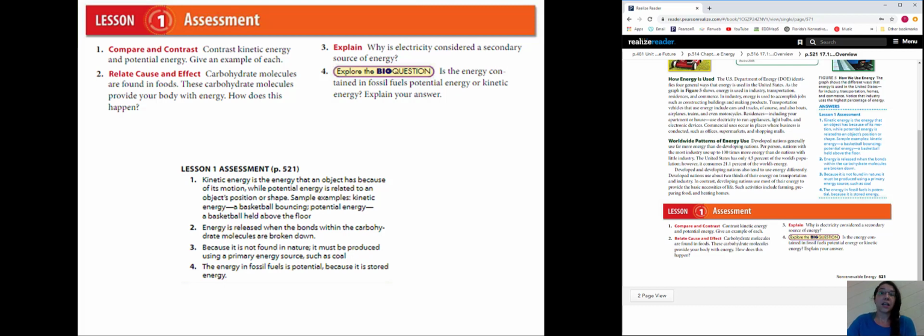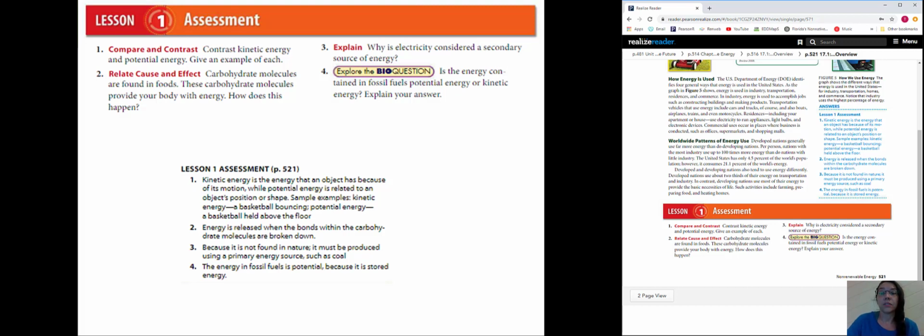So kinetic energy, again, if I can remind you of the girl skiing down the hill, she was considered to have kinetic energy, and that is because she was in motion. When she was sitting at the top of the hill before she was going to ski down the slope, she had potential energy, and that is based on an object's position or shape. Because she's at the top of the mountain, gravity is going to pull her down, so she has the potential to create that kinetic energy.